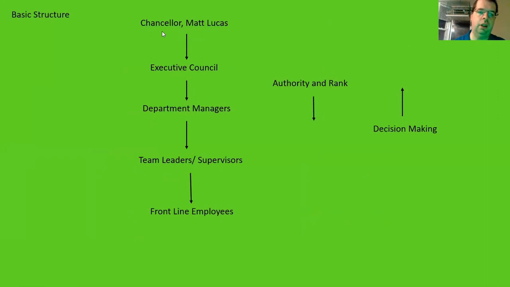Now, with IW National and Global, it's set up where you have the chancellor at the top, the executive council members, department managers, team leaders, or supervisors where they exist, and then your frontline employees. And of course, the authority, the explicit or expressed power, exists in this top-down way. But decision-making at IWU National and Global tends to prefer this bottom-up model, where those at the lower levels are encouraged to make the decisions that they can and involve other departments only when it connects to other departments.